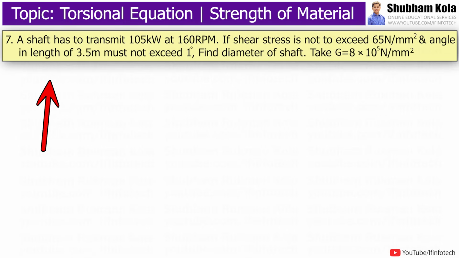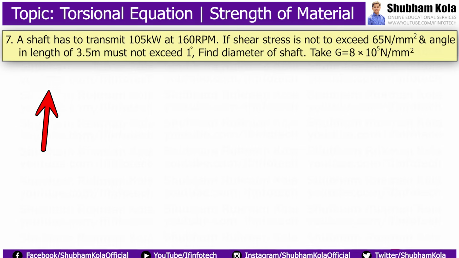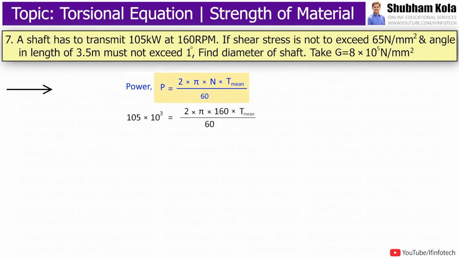For the next problem, the statement is: the shaft has to transmit 105 kW power at speed 160 rpm. If shear stress is not to exceed 65 Newton per mm square, and twist in a length of 3.5 meter must not exceed 1 degree, find the diameter of the shaft. Take G is equal to 8 into 10 raised to 5 Newton per mm square. Here in the problem, we need to find the diameter of the shaft, but to calculate diameter, first we need to have the value of torque.